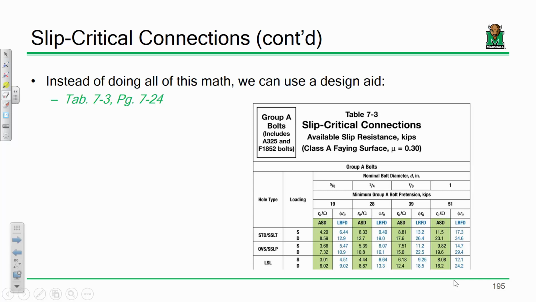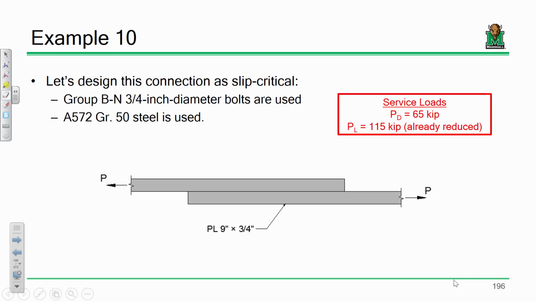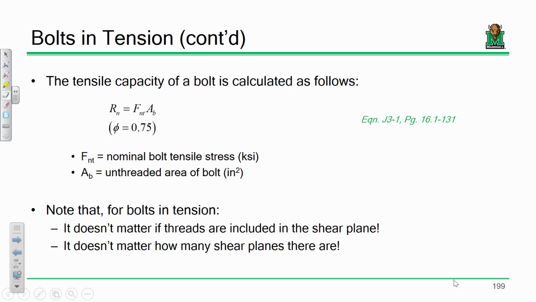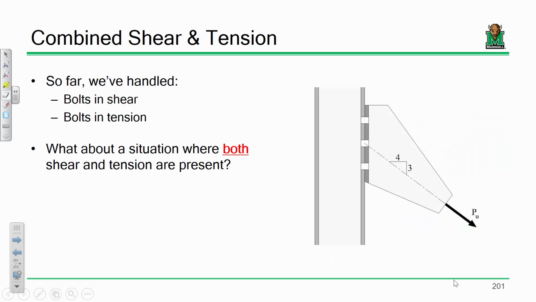We're only going to be using the standard size holes. So for instance, if you had a 3/4 inch bolt, single slip, group A, its slip capacity is 9.49 kips. Everybody see that? So 3/4 inches in diameter, single slip, group A, 9.49. Does everybody see that? What we'll do next time, because we're running short on time, is design a connection that's slip critical. It'll be a really quick problem. And then after that, we're going to ask about that.